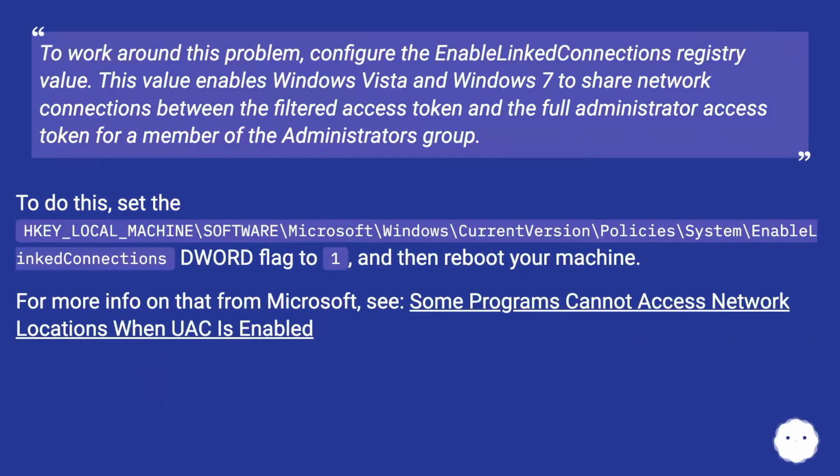To work around this problem, configure the EnableLinkedConnections registry value. This value enables Windows Vista and Windows 7 to share network connections between the filtered access token and the full administrator access token for a member of the administrators group. To do this, set the HKEY_LOCAL_MACHINE\Software\Microsoft\Windows\CurrentVersion\Policies\System EnableLinkedConnections DWORD flag to 1, and then reboot your machine. For more info on that from Microsoft, see "Some programs cannot access network locations when UAC is enabled."